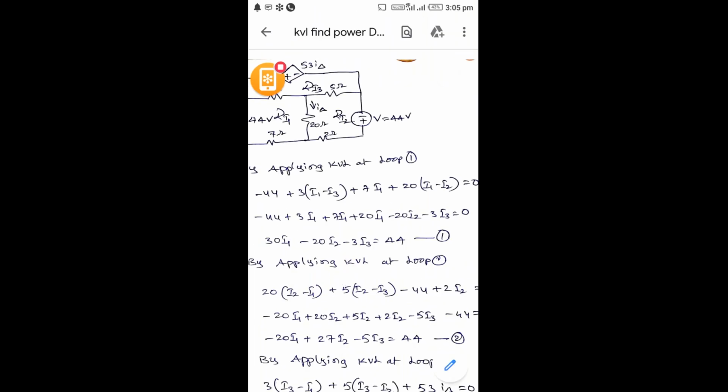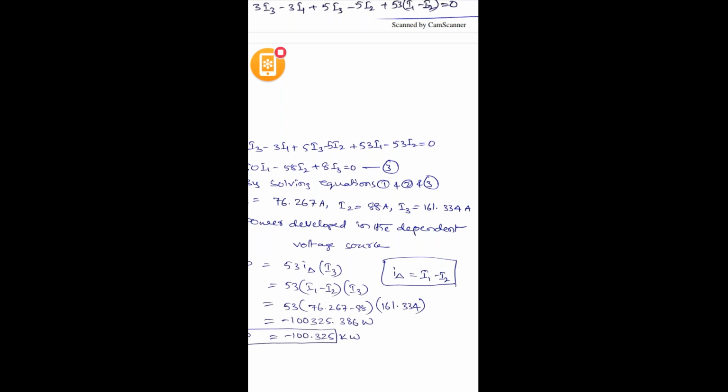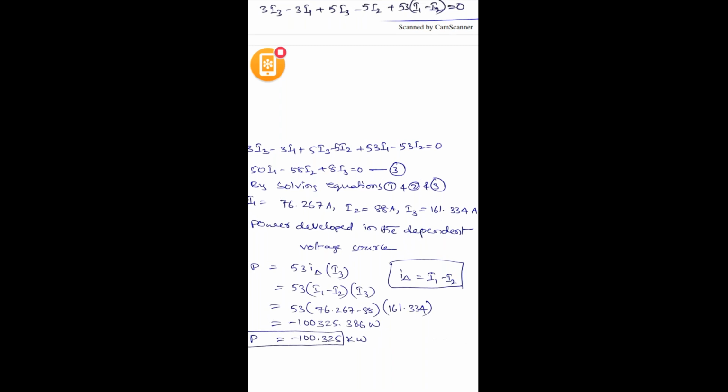Now for the above problem, the power developed in the dependent voltage source is simply P equals voltage into current, where the voltage is 53 into I delta, and the current is I3, which flows in the third loop. Now 53 into I delta, which is I1 minus I2, and the I3 value 161.334. Substituting all the values, 53 times I1 value 76.267 minus I2 value 88, and the I3 value 161.334.